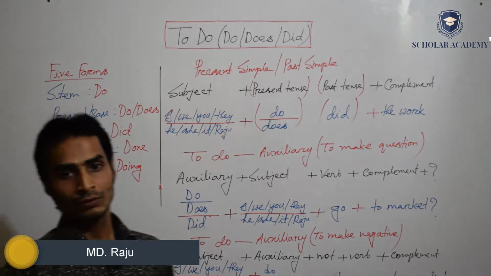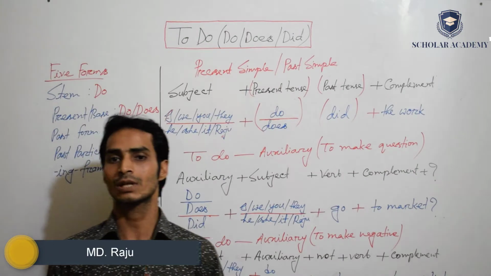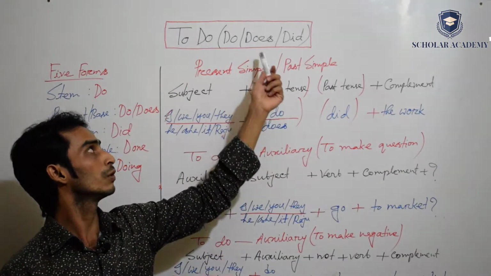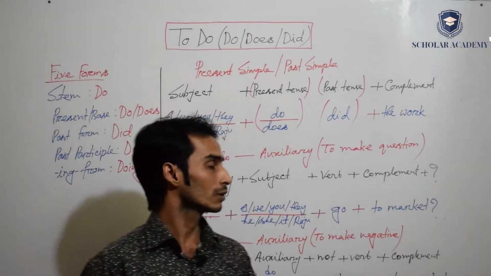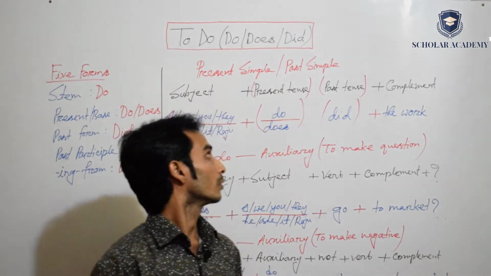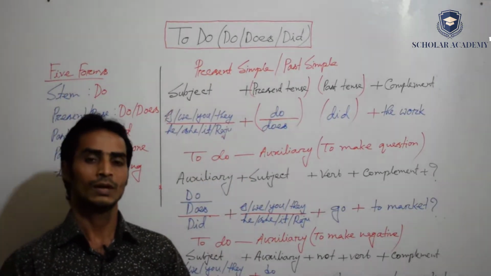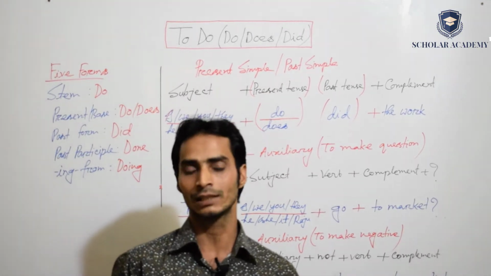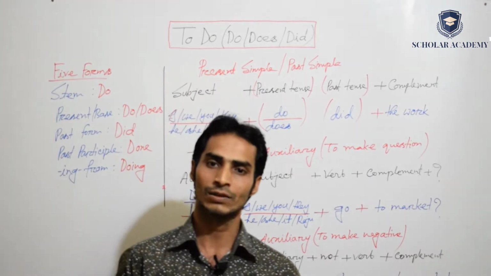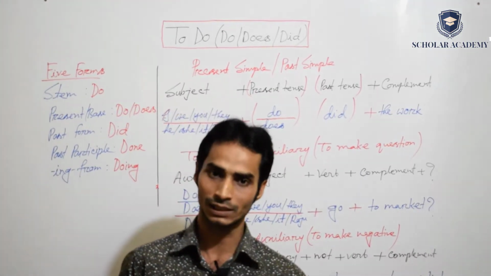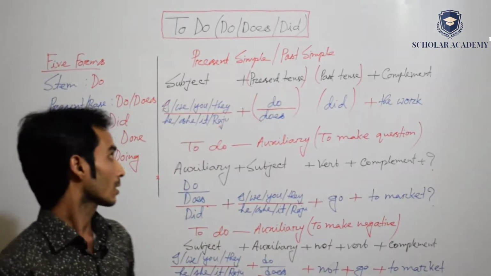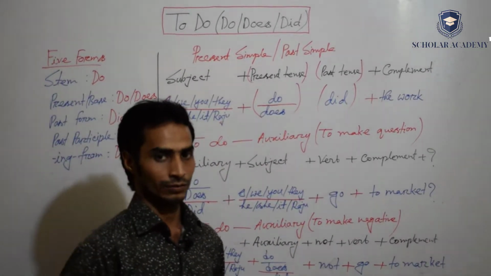So today we are going to talk about the use of to do. That means use of do, does and did. Okay, so it is the most important part in English grammar. To do appears a lot in English because it can be used as a main verb, and it can also be used as an auxiliary verb. That's why it is the most important topic, I think.